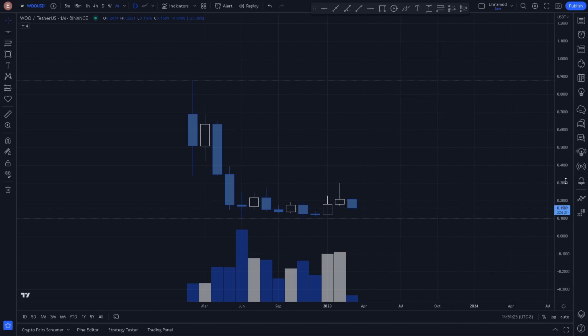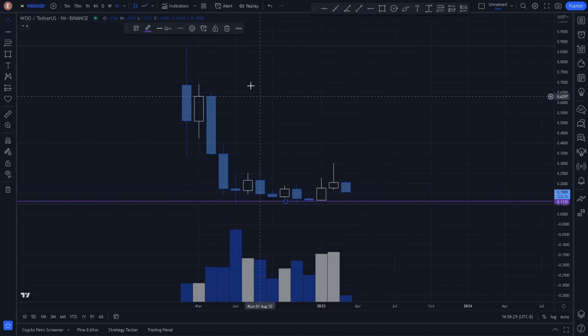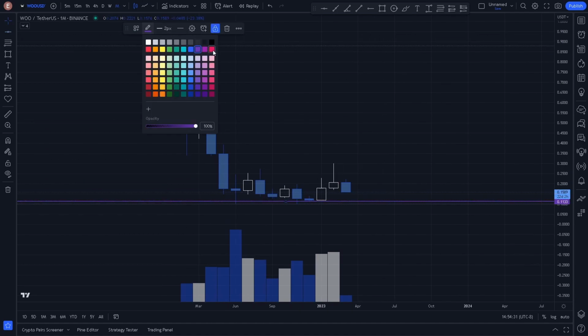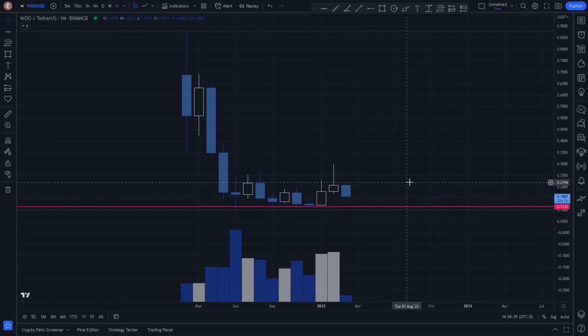Now the first key level we can go ahead and plot is our monthly swing low here. This is the lowest point price has reached on the monthly chart, showing signs of support. Now, let's go ahead and hop to the weekly so we can see more price action.